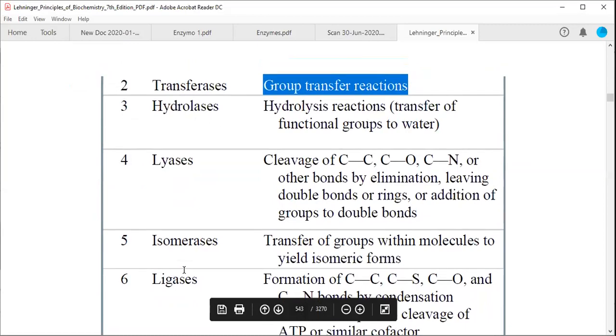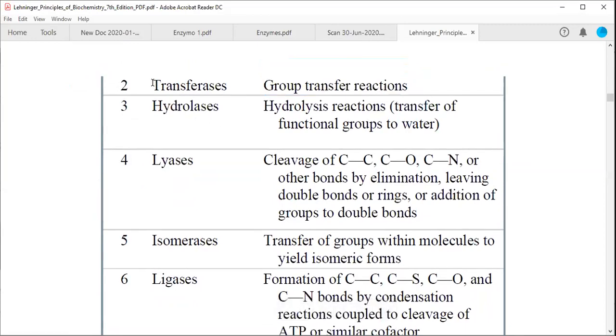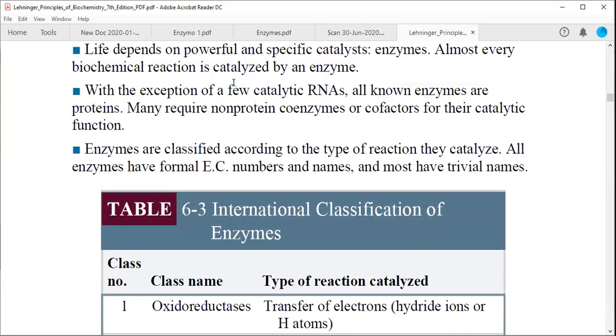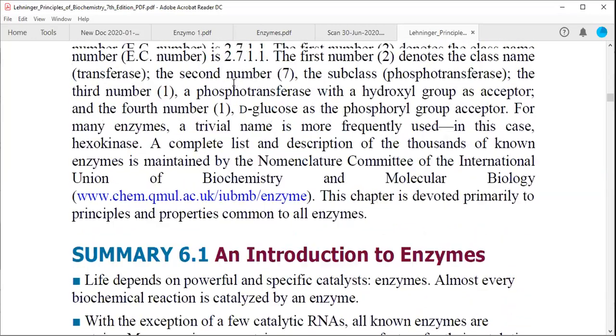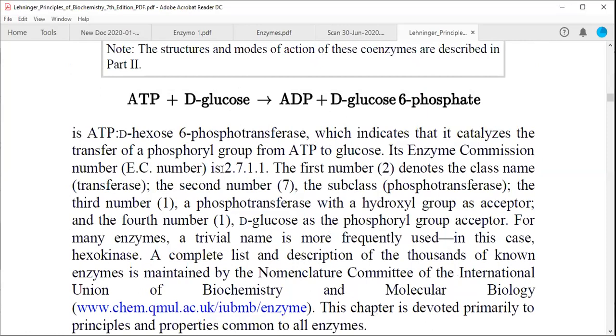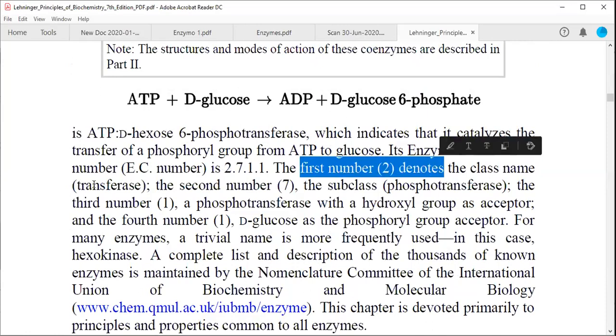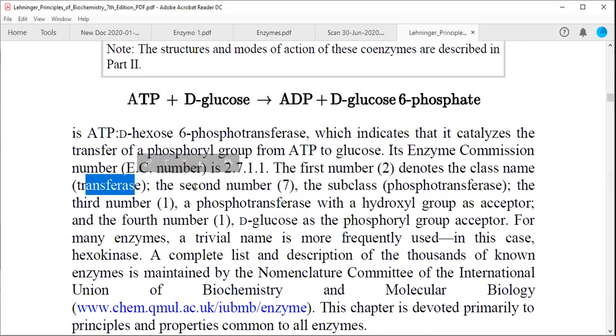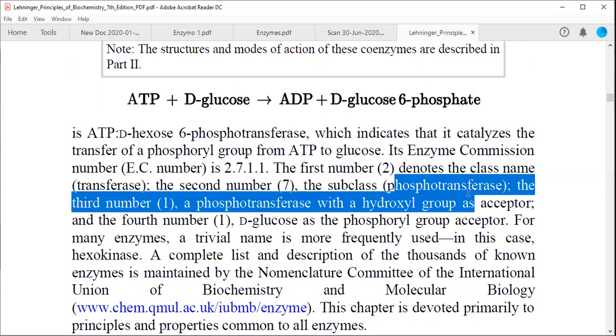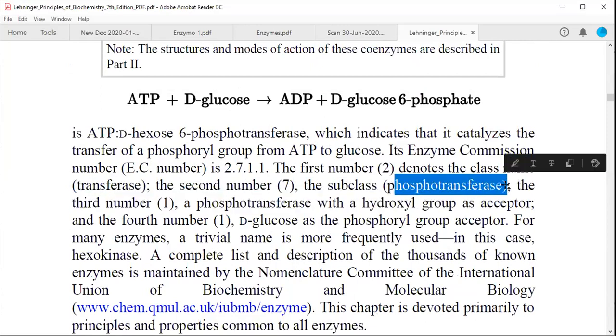So we know the second class denotes the transferases, and kinases are also transferases because they transfer phosphate groups. If someone asks you about kinases, these are all transferases. Therefore the first number is 2, because the first number denotes the class, that is transferase. The second number 7 is a subclass, called phosphotransferases because they transfer phosphate groups.